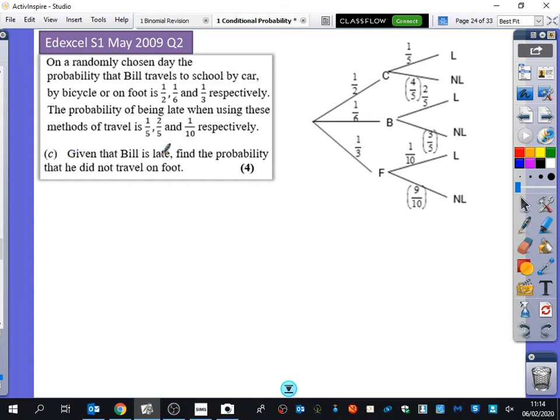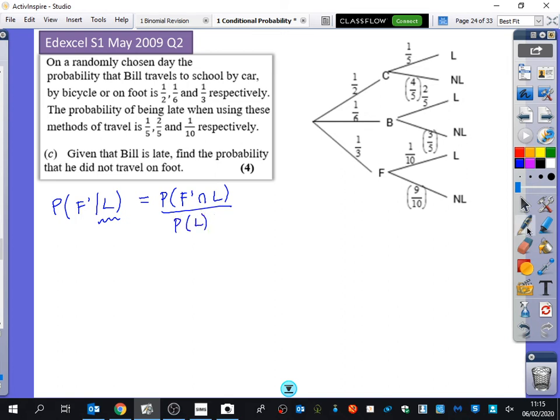It says, given that Bill is late, find the probability that he did not travel on foot. So what does that look like as a probability statement? P(F' given L). It's funny because the way the sentence works, it's in the reverse order. It says, given that Bill is late, well, that comes second. Find the probability that he did not travel on foot. So not traveling on foot is here. Now, that must be equal to the probability of F' and L over L.